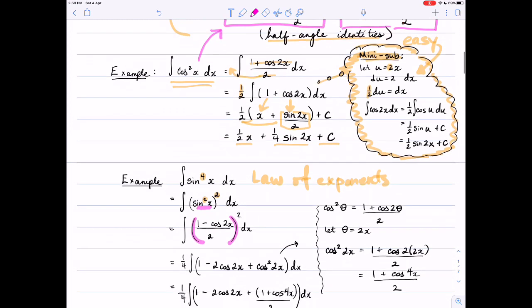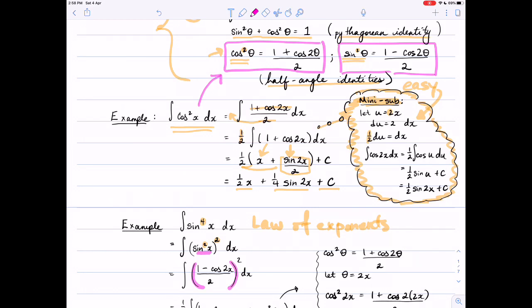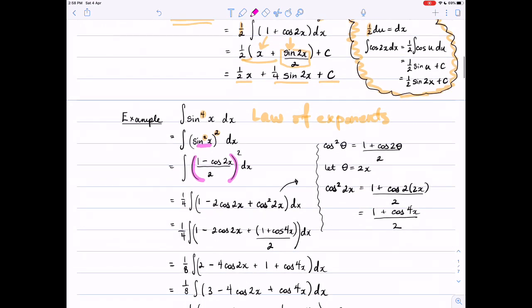And so for the sine function, our half angle identity is almost the same as the cosine one, except the term in the top has a minus instead of a plus. The cosine one is 1 plus cos of 2 theta, the sine squared one is 1 minus cos of 2 theta, all over 2. So I replace the sine squared with 1 minus cos 2x over 2. And then what do I have to do? Well, I have to take care of this square.